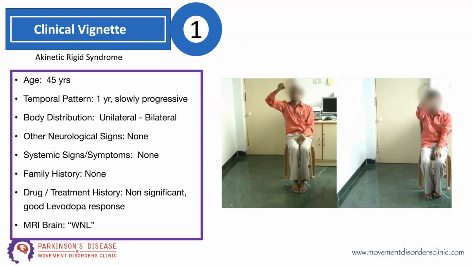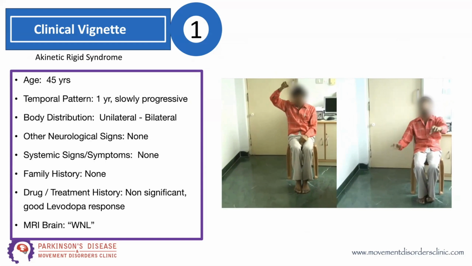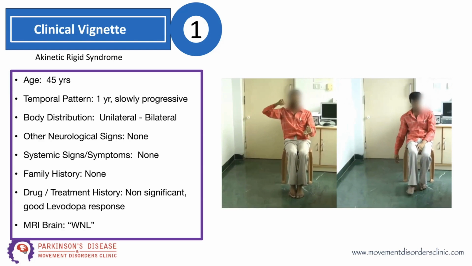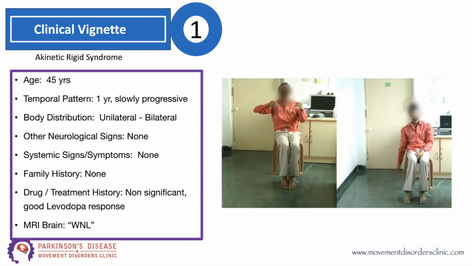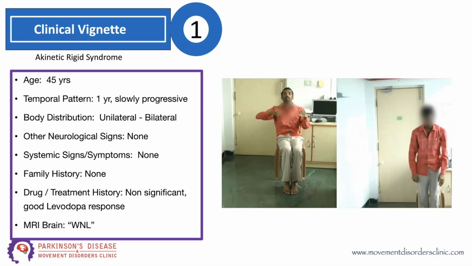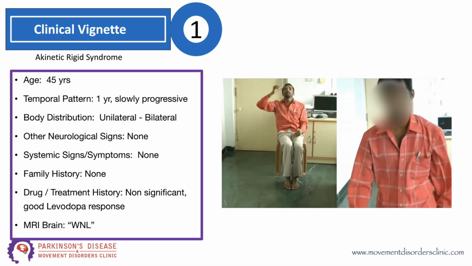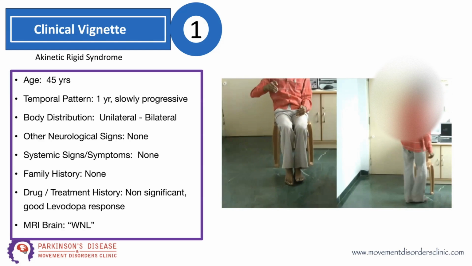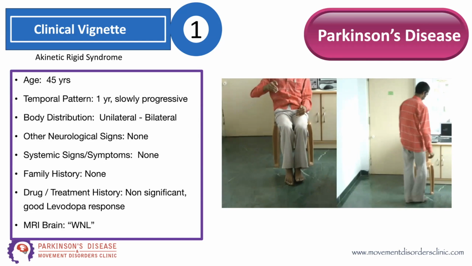Concerning other neurological symptoms, no other concerning systemic signs, primary history. However, when levodopa was given to him, he had a good response. When we see classical history in this type of patient, the first diagnosis that comes to us is Parkinson's disease. And this is what we should remember when someone talks about akinetic rigid syndrome. Parkinson's disease is the first and a major type of akinetic rigid syndrome.